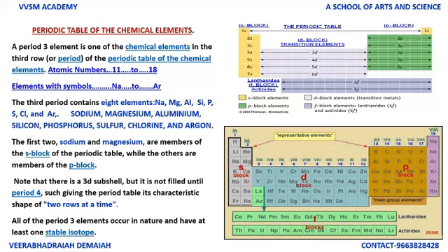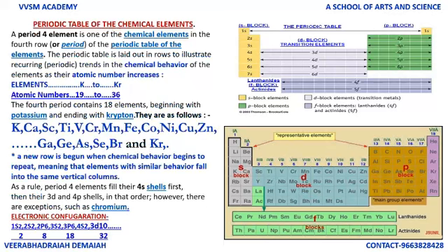My dear friends, the whole periodic table is classified block wise: S block, P block, D block, and F block, and all are important. Note that there is a 3d subshell, but it is not filled until period 4, giving the periodic table its characteristic shape of 2 rows at a time. All of the period 3 elements occur in nature and have at least one stable isotope.